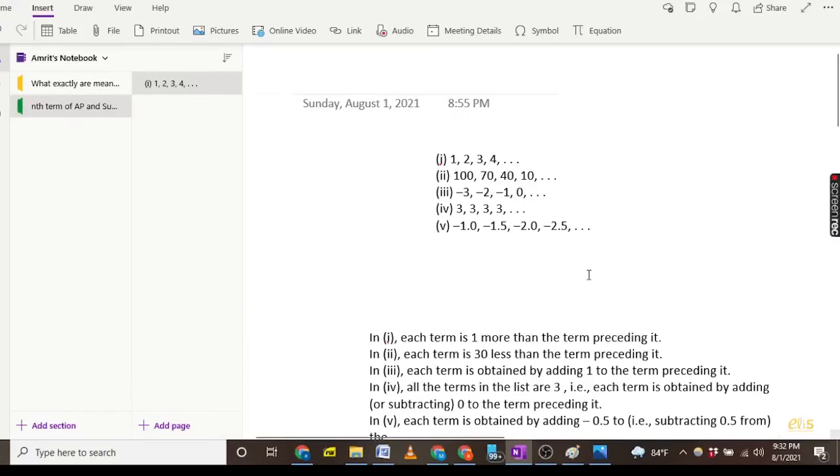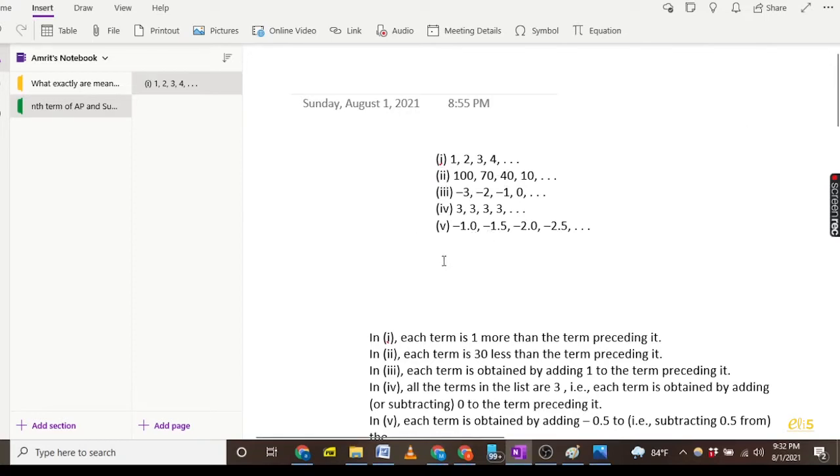Hello everyone. Today I'm going to talk about AP, arithmetic progression. What is it, what we have to learn to understand it, how to calculate the nth term of an AP and its sum, and how the formula is derived. So let's see here a pattern of numbers.